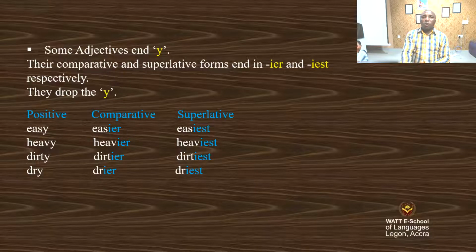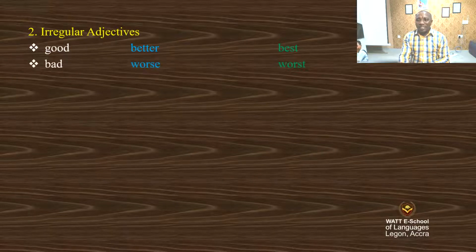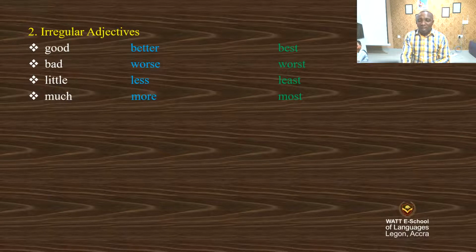These are regular adjectives as well. Now let's go and have a look at a set of irregular adjectives in the table that follows. Good, better, best. These are irregular because they change completely. Bad, worse, worst. Little, less, least. Much, more, most. These are different sets of adjectives that are irregular.